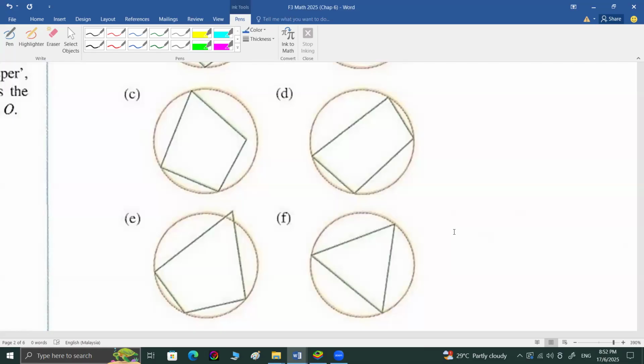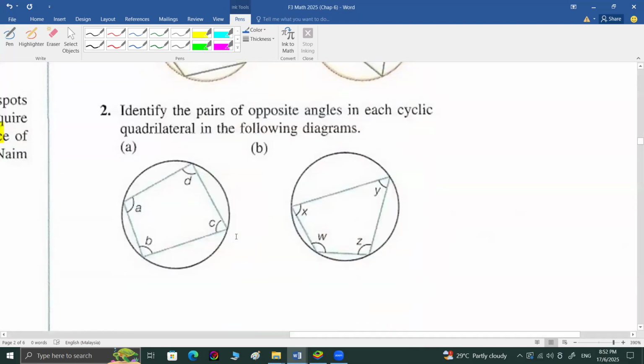You do like just now. Remember just now the example that I showed you? You state the opposite angles. Then you just do it like this, class. For example, A, you say angle A same as angle C. No, not same. Sorry, my mistake. Cannot put equal.